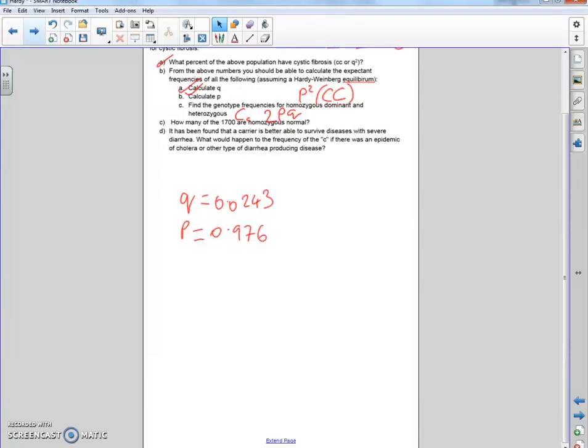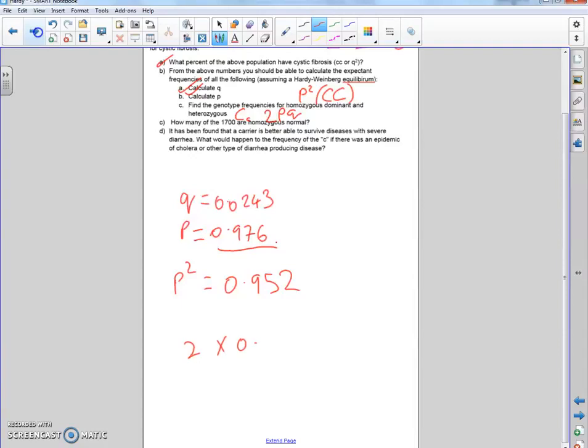I need to find P squared first of all. That's nice and easy: take this number, times it by itself. P squared is equal to 0.952, to 3 decimal places, if you square this number here. Then we have to find the heterozygous, the 2pq, so you would do 2 times p times q, which is 2 times 0.0243 times 0.976, and you get this answer here, 0.0474. So these are the heterozygous. This is 2pq. This is giving us the proportions of individuals in the population that follow these genotypes.